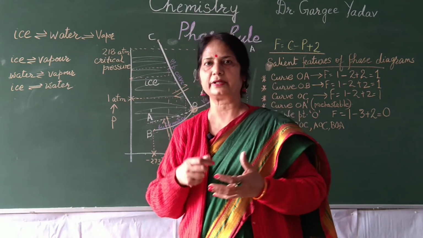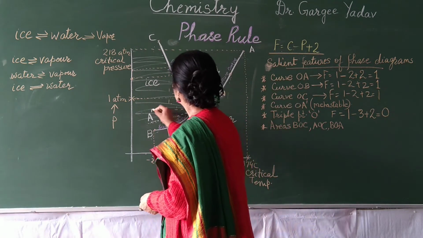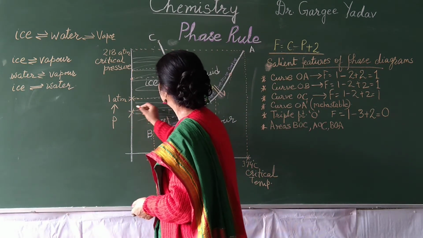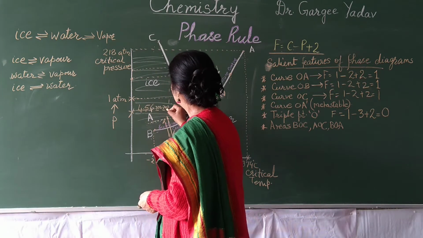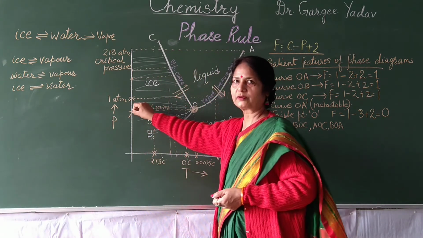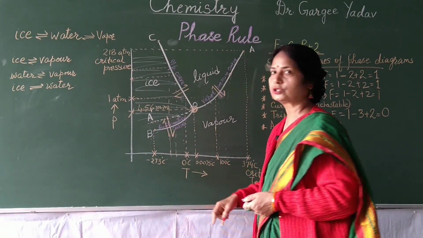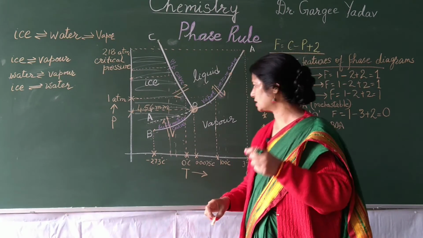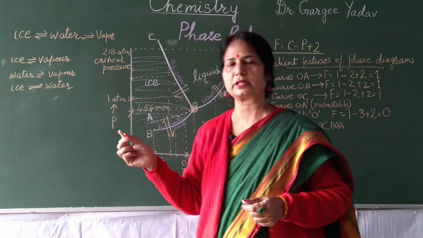It is automatically fixed. And the conditions here are: the pressure is 4.56 mm of Hg, and the temperature is 0.0075 degrees centigrade. However, in some books it is also mentioned as 0.0098 degrees centigrade.